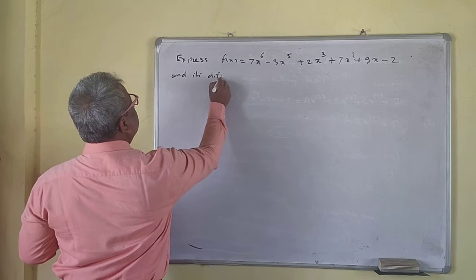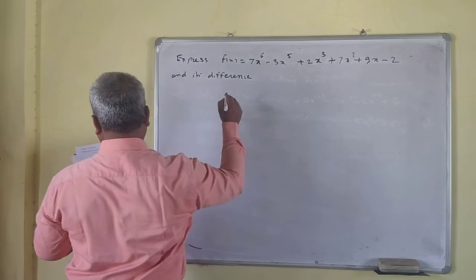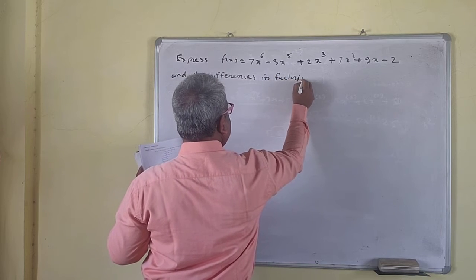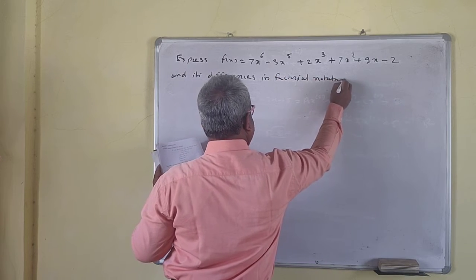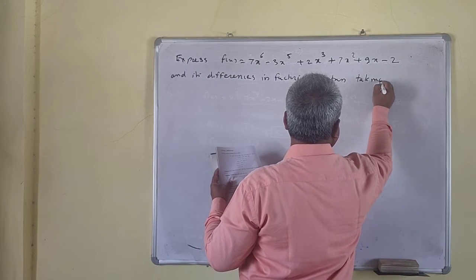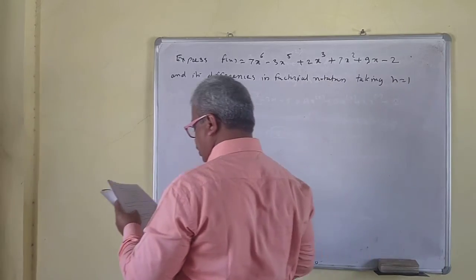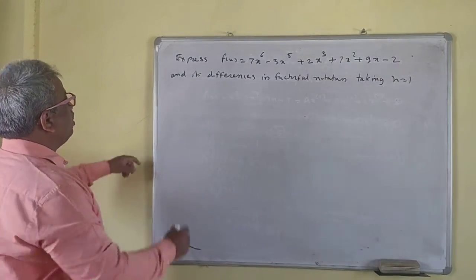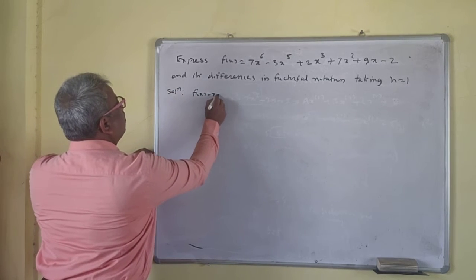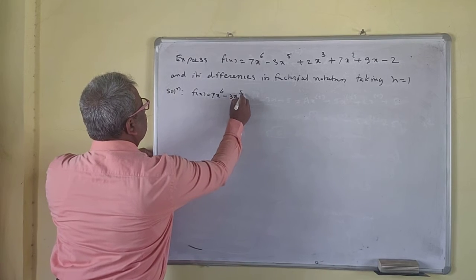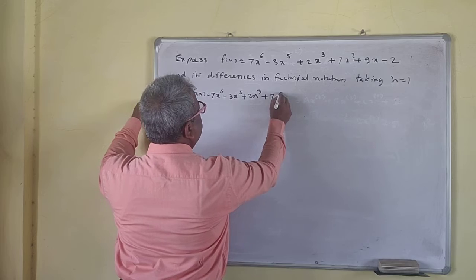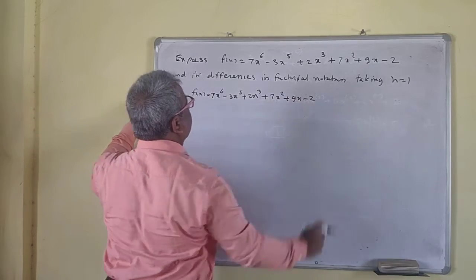And its differences in factorial notation, taking h is equal to 1. Okay. We'll take h is equal to 1. Now solution. f of x is equal to 7x to the power 6 minus 3x to the power 5 plus 2x to the power 3 plus 7x square plus 9x minus 2.